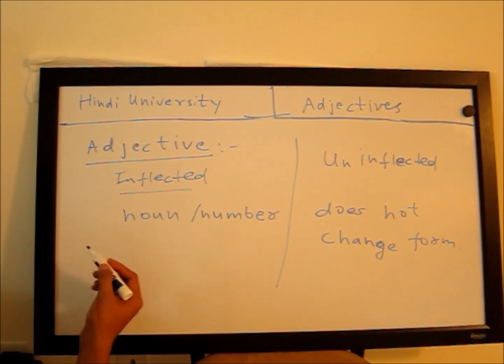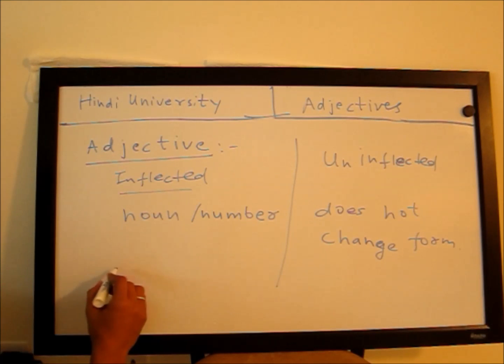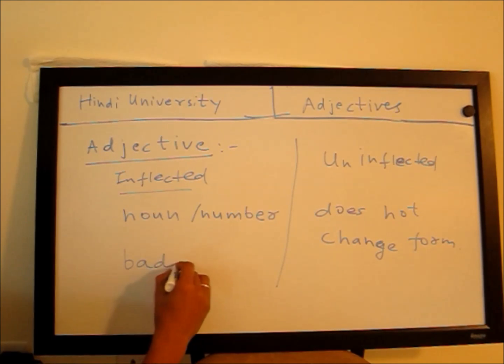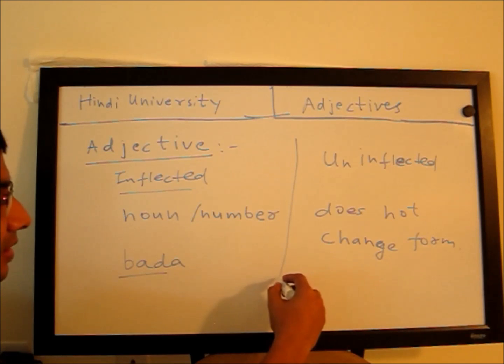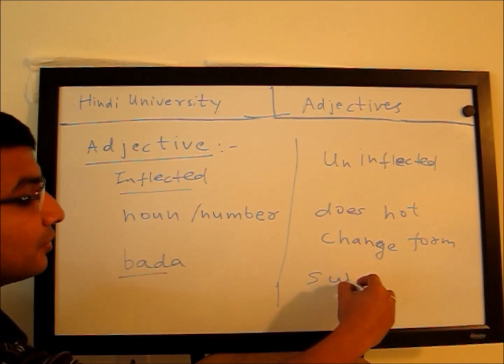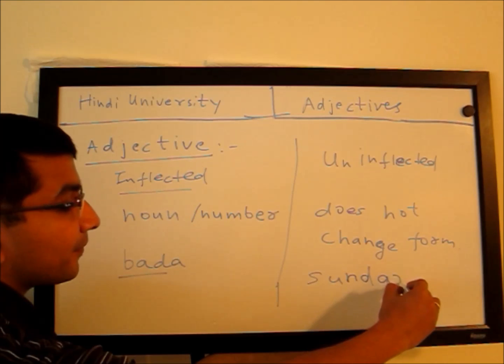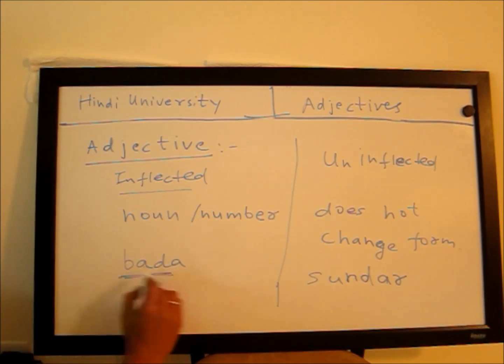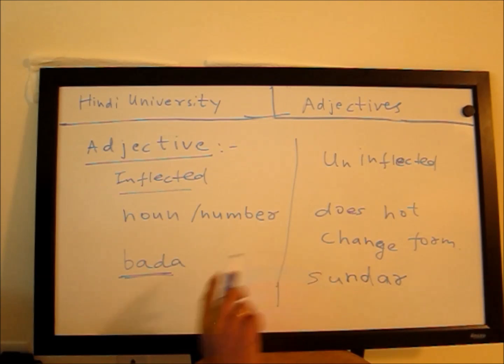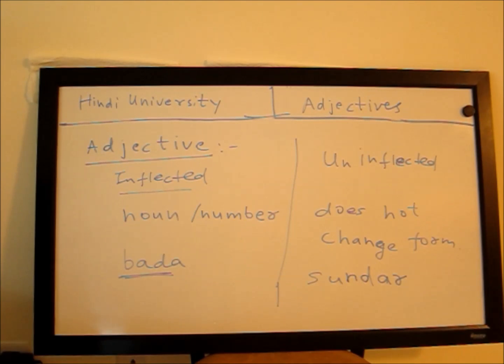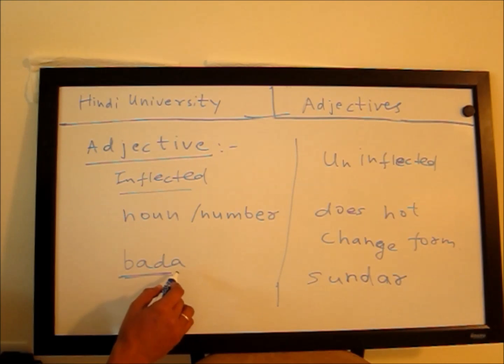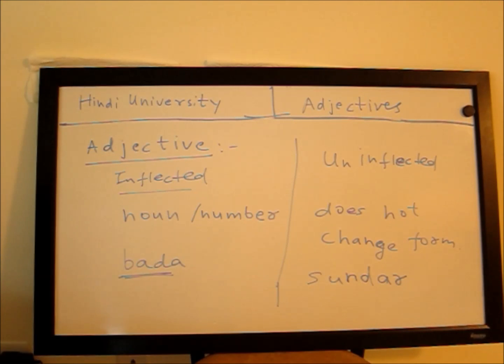An example of an inflected adjective would be bada. Bada is big. An example of an uninflected adjective is sundar. Sundar is beautiful. Bada, if you have a plural, would be bade. Whereas sundar, even in the case of plural, remains the same. If it is male, it's bada ladka. If it is female, it's badi ladki. So bada becomes badi for a feminine noun, whereas sundar remains the same.